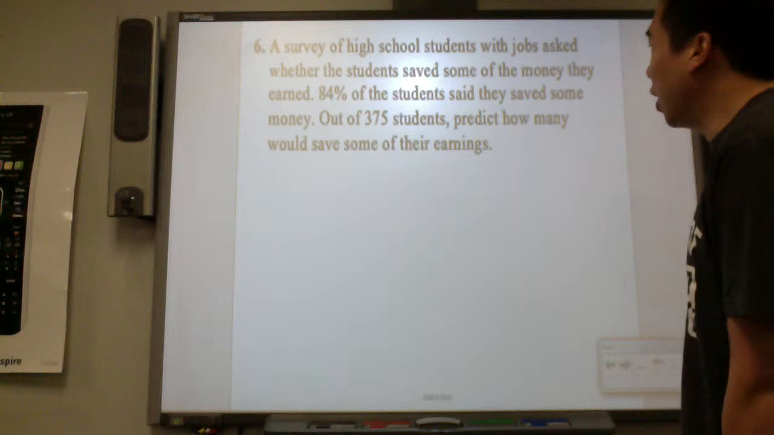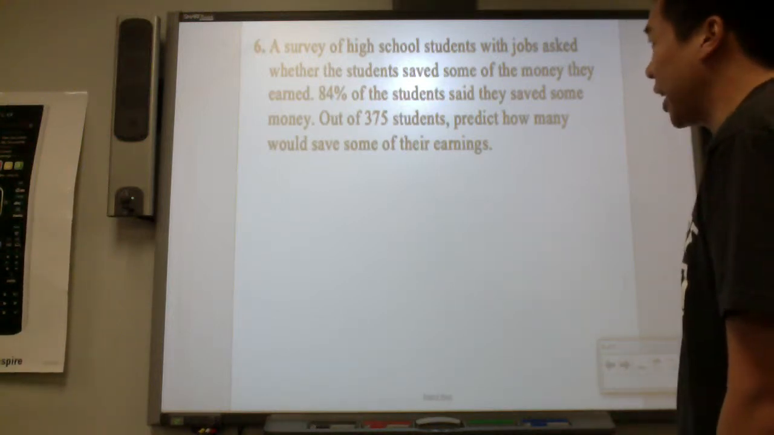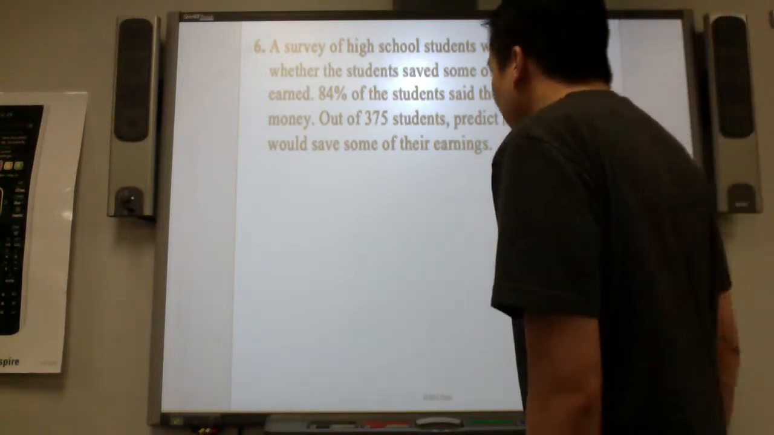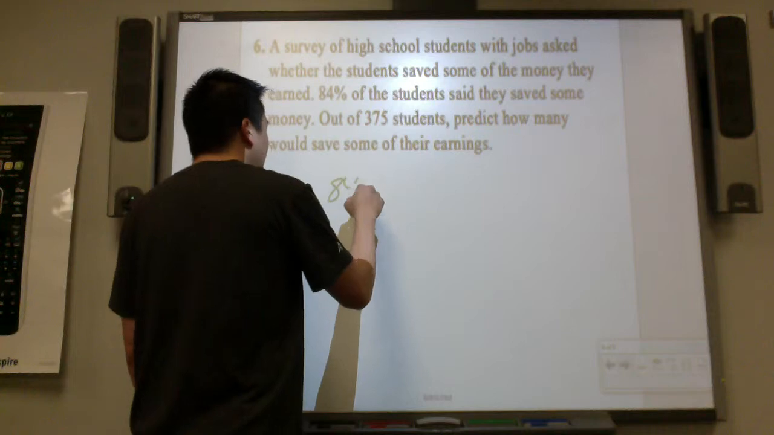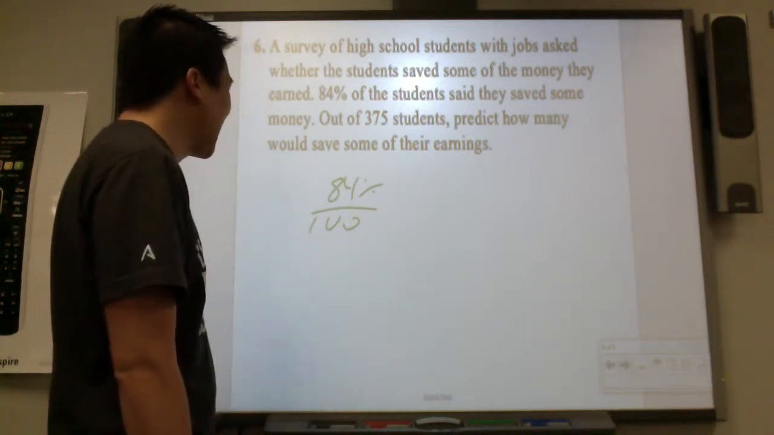A survey of high school students with jobs asked whether the students saved some of the money they earned. 84% said they are going to save some money. Of course, it needs to go for car insurance, I'm sure. So 84% save money. Out of 375 students, predict how many would save some of their earnings.